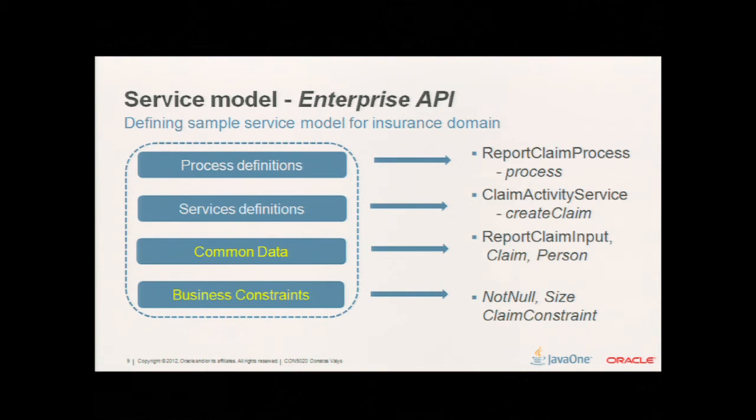There are different service categories. So claim activity service is one of the categories, and service operation create claim. We have common data. Report claim input, if you remember from the previous slide, is a message which is sent to the create claim service, and it composes two common data objects, claim and person.